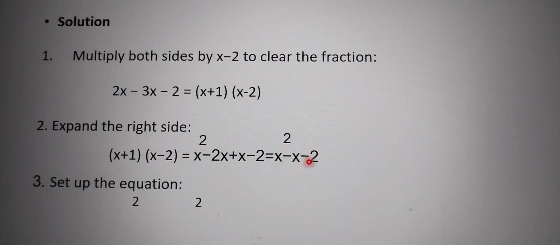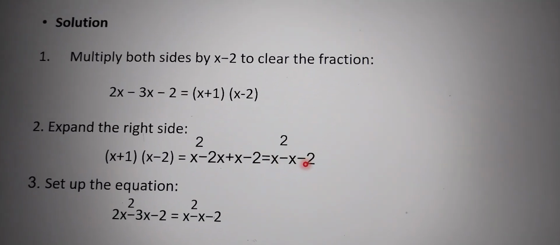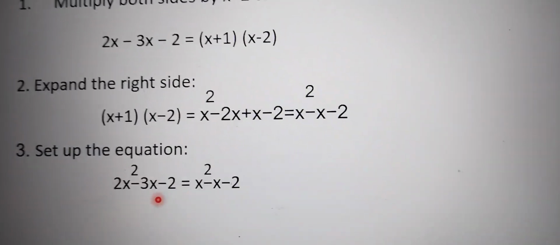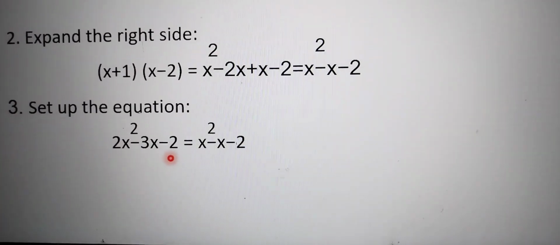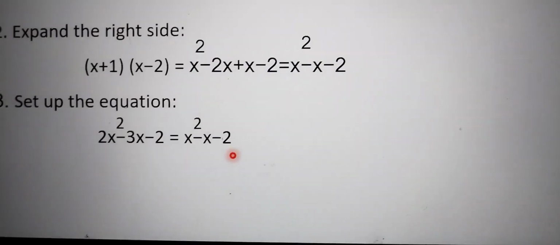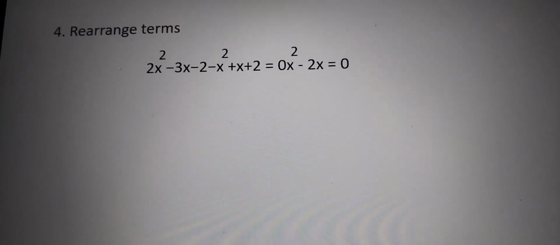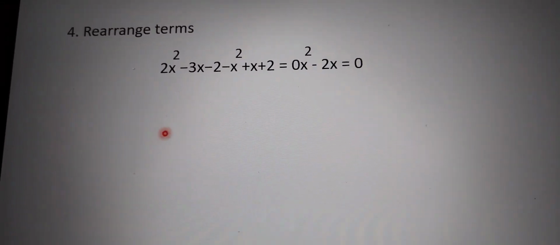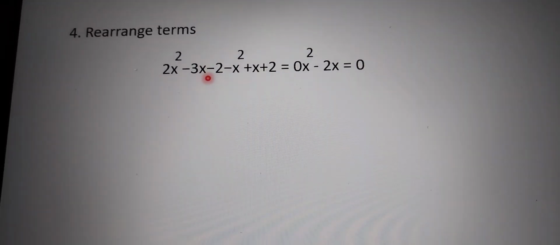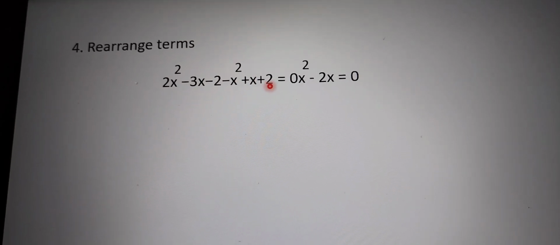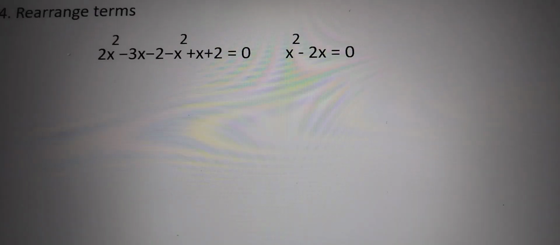Now the third step is to set up the equation. So we get 2x² - 3x - 2 equals x² - x - 2. Now let's go to our next phase. In the fourth part we're going to rearrange the terms. When we rearrange the terms, it will be 2x² - 3x - 2 - x² + x + 2 equals 0.